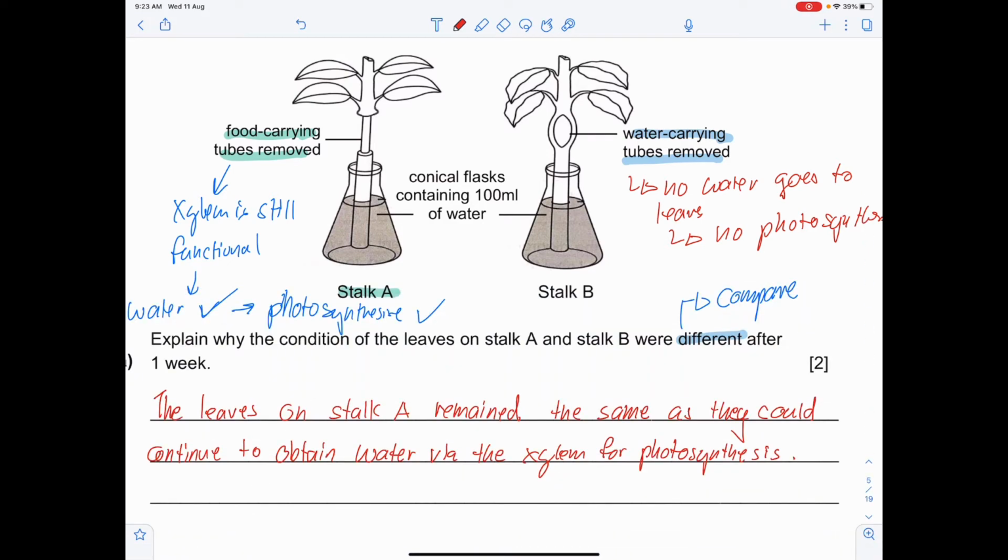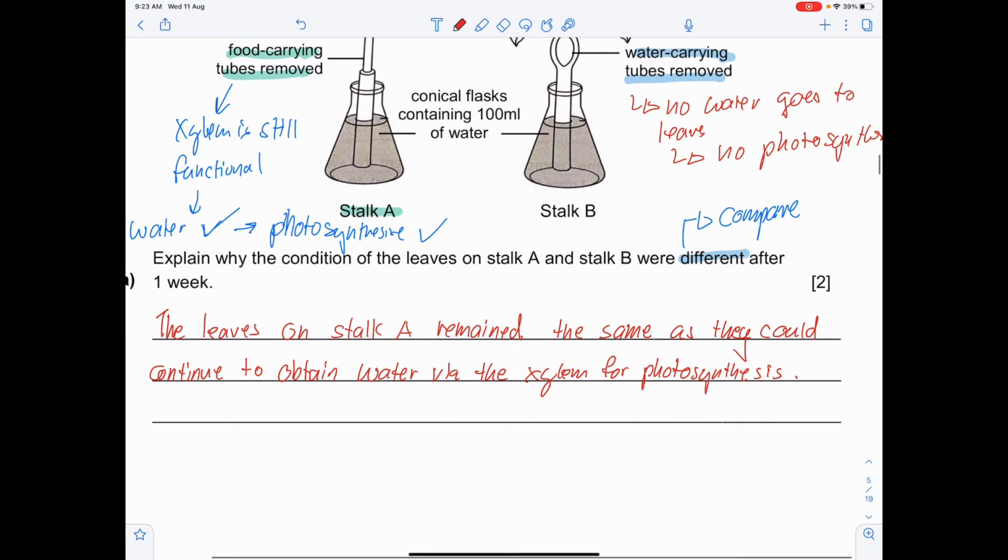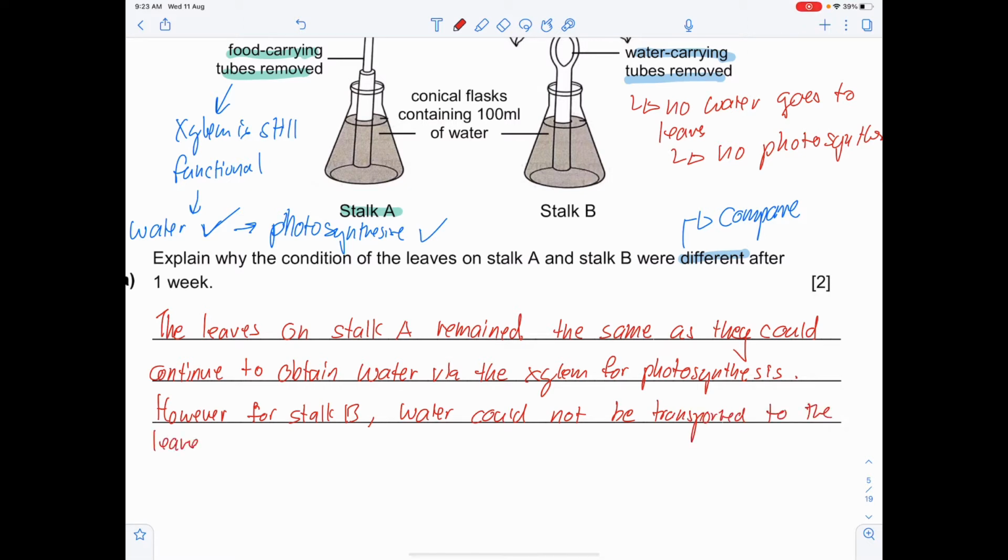Okay, and then you have to compare and contrast, right? So now you talk about stalk B. However, for stalk B, use words like however or while. However, for stalk B, water could not be transported to the leaves as the water carrying tubes, or the xylem vessels, were removed.